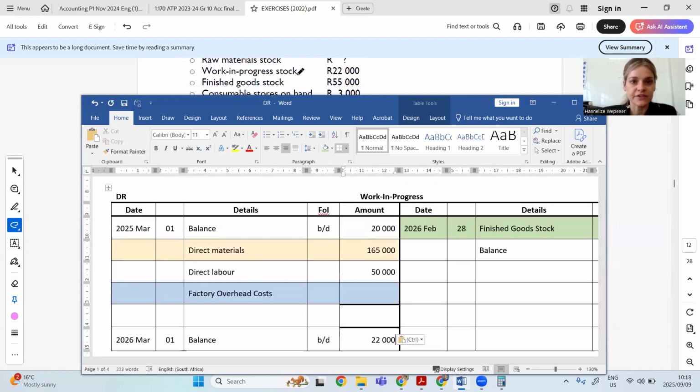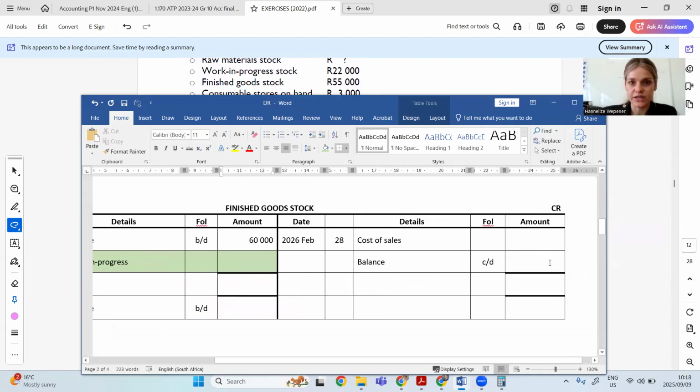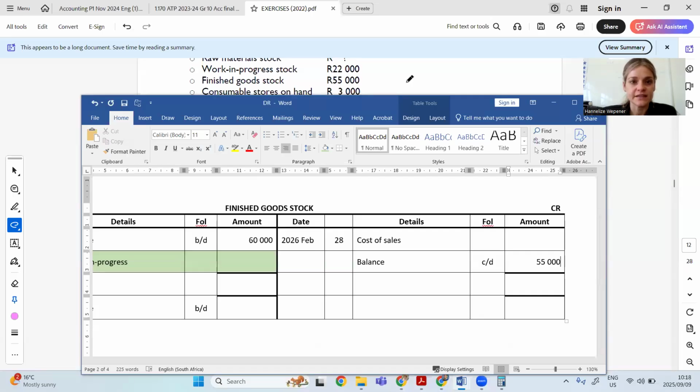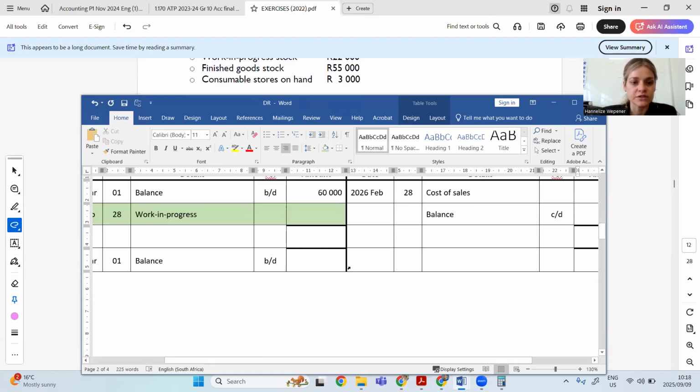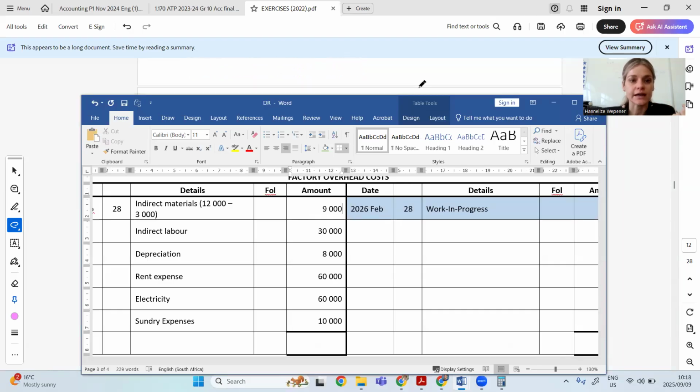Okay. Then finished goods stock at year end. Balance at year end, 55. And here they're throwing a little curveball at us. We also had consumable stores on hand. So in other words, if you're looking at factory overhead costs, indirect materials, yes, we purchased indirect materials of 12,000. However, we haven't yet used indirect materials of 3,000. Therefore, our expense is only 9,000 because we can only include as an expense the materials that we actually used.